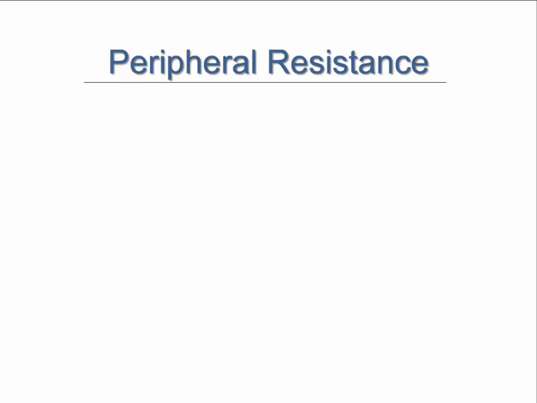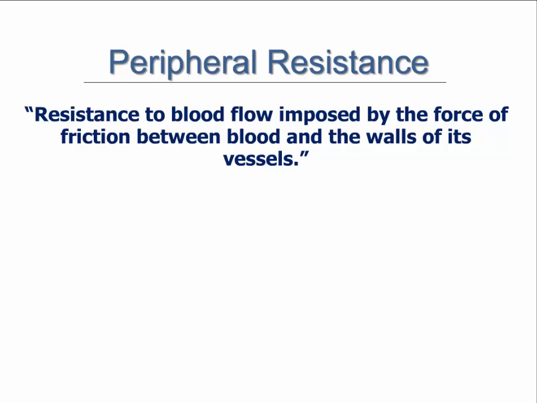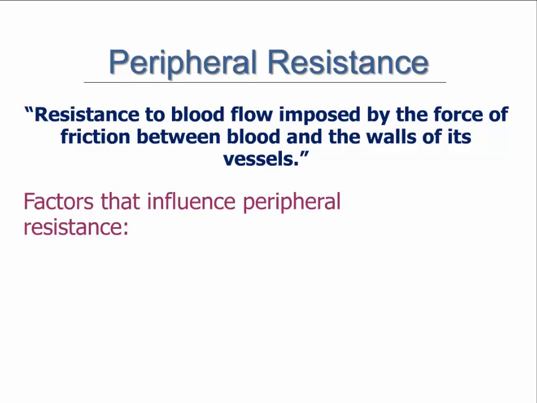When looking at cardiac function, one of the big components that we look at is blood pressure and circulation. One of the big factors that can affect cardiac output is peripheral resistance. Peripheral resistance is defined as resistance to blood flow that is imposed by the force of friction between blood and the walls of its vessels. This is a process that influences arterial blood pressure. There are many factors that may affect peripheral resistance, and some of these are going to include blood viscosity and also the diameter of the vessels and arterioles.